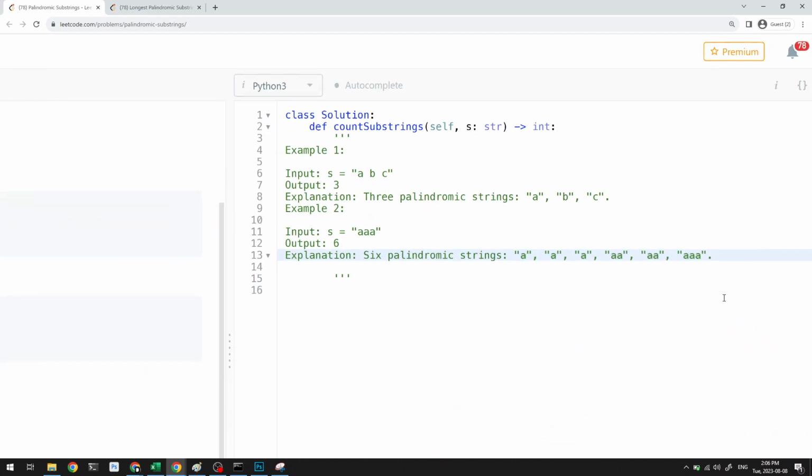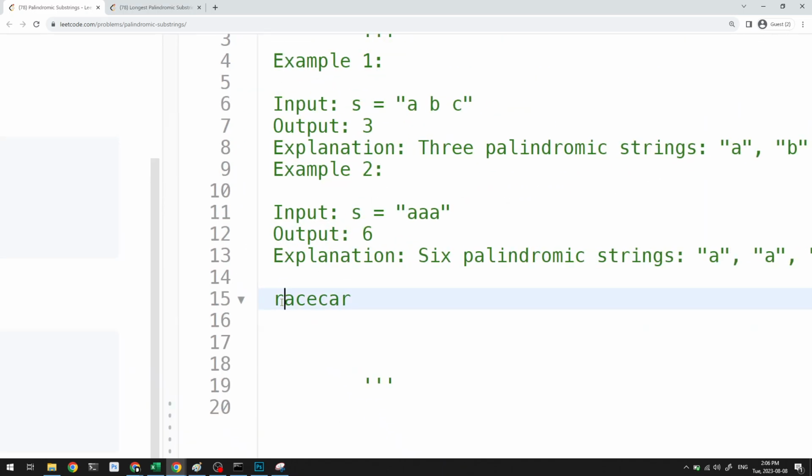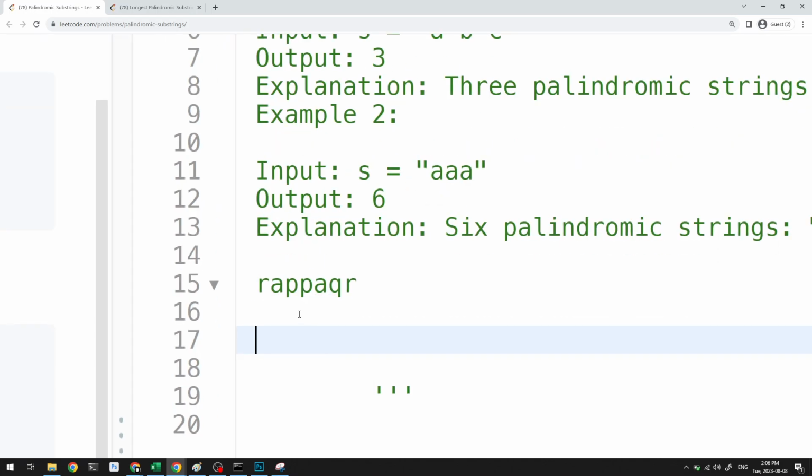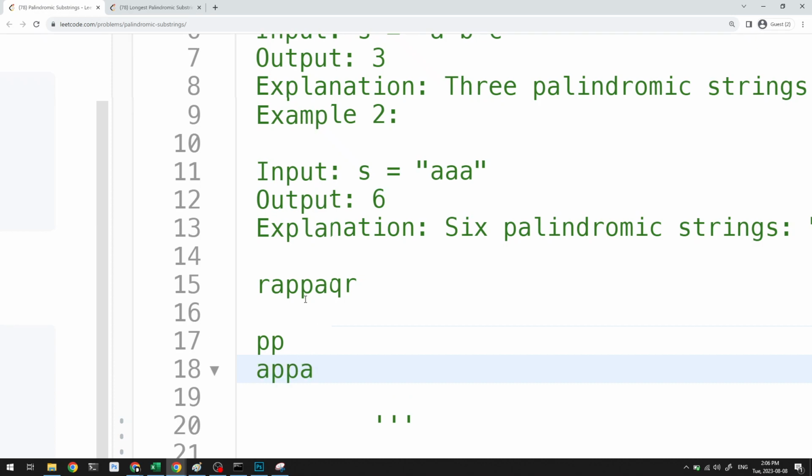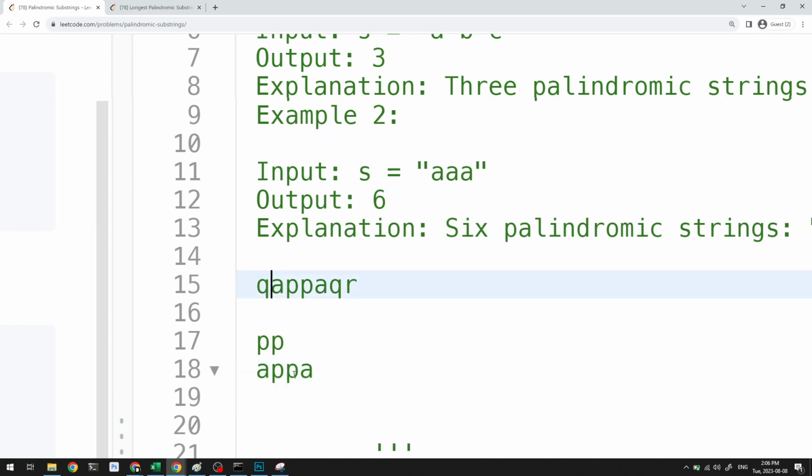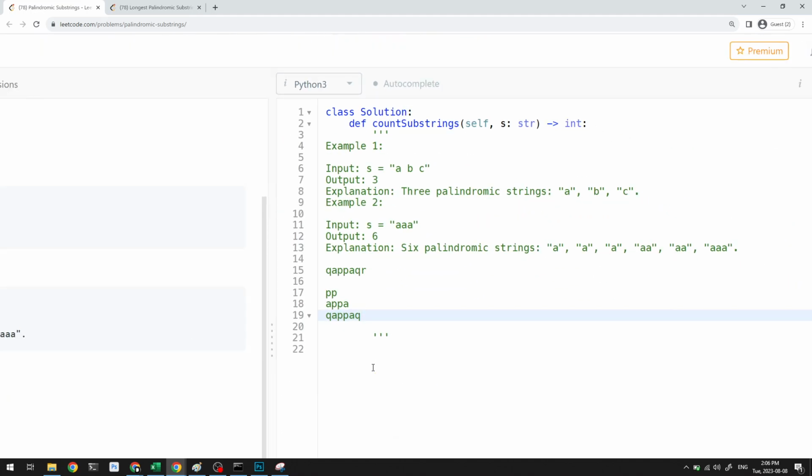I think these are bad examples, but maybe something like, for example, if we had race car, right? Or maybe not race car, let's do something like this: maybe this is PP, and this is something like APPA, and then this is a Q. So what are the substrings here? Well, PP would be one of them, APPA would be another one, and if this was a Q, then QAPPAQ would be another one of them, so we would return 3.